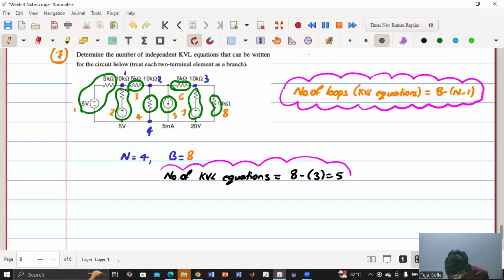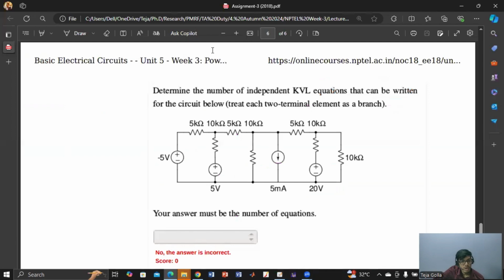Sir, it can also be seen by observation of the circuit, by the number of closed loops. How many equations can it form? Looking at the diagram, for one loop one equation, second, third, fourth, fifth. So 5.